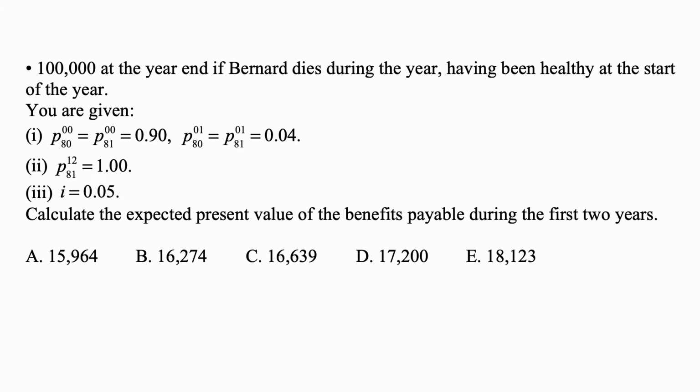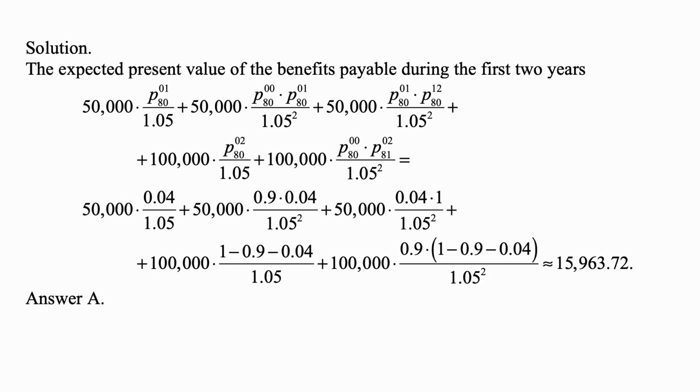You are given that the probability of transition from state 0 to state 0 is the same at age 80 and 81, and it's 0.90, and the probability of transition from state 0 to state 1 is the same at age 80 and 81, and it's 0.04. Probability of transition from state 1 to state 2 within a year from age 81 is 1. Interest rate is 5%. Calculate the expected present value of the benefits payable during the first 2 years.